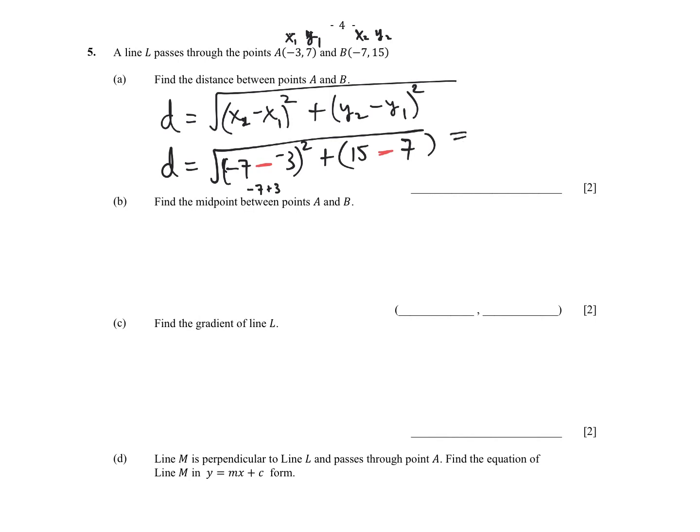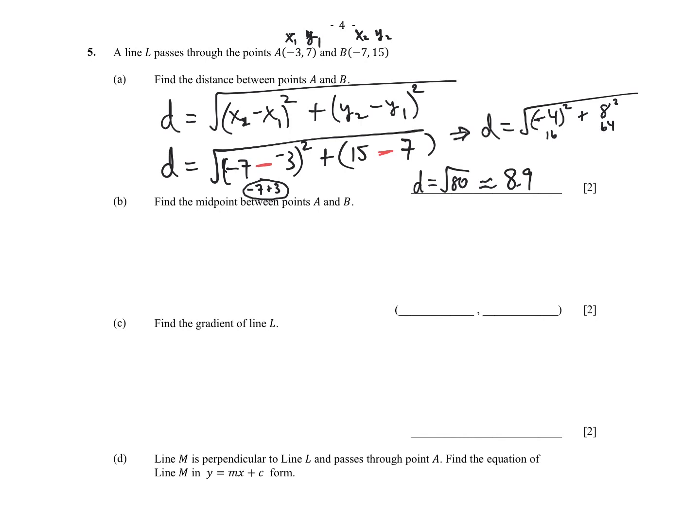All right? You're going to end up with d equals, negative 7 plus 3 is going to be negative 4, and then negative 4 squared will be 16. And then 15 minus 7 is going to be 8, and then 8 squared is 64. If we add those together, we get d equals the square root of 80, or in decimal form, approximately 8.9.